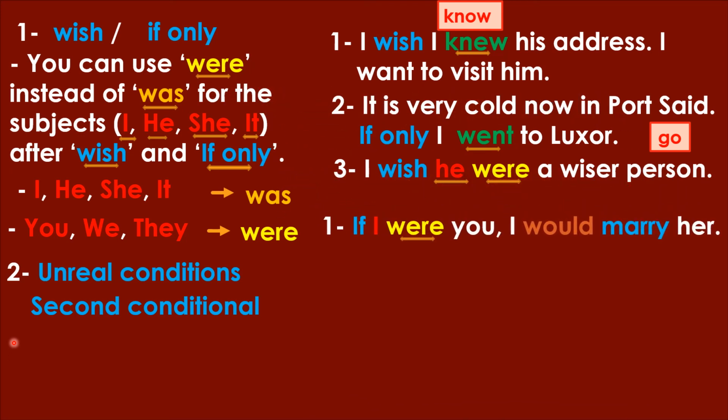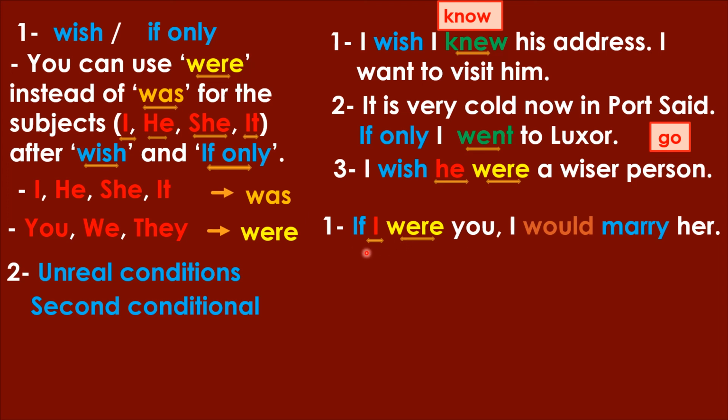If I were you, I would marry her. If you look here, we use were with I, okay? Because this is unreal past. طبعا هنا we're supposed to use was, but we used were. طبعا المفروض ان احنا نستخدم was، لكن احنا استخدمنا were, okay?